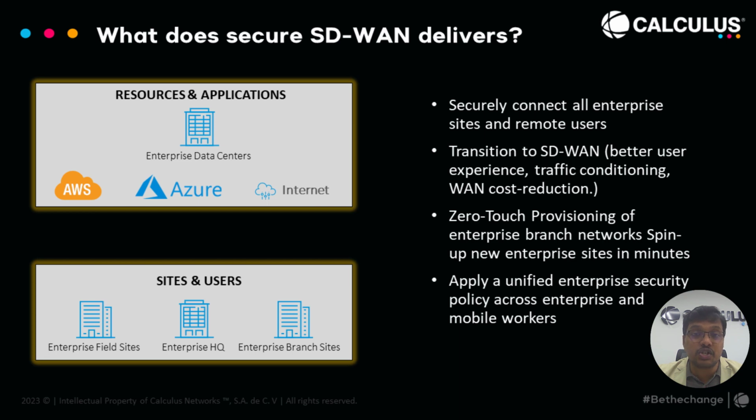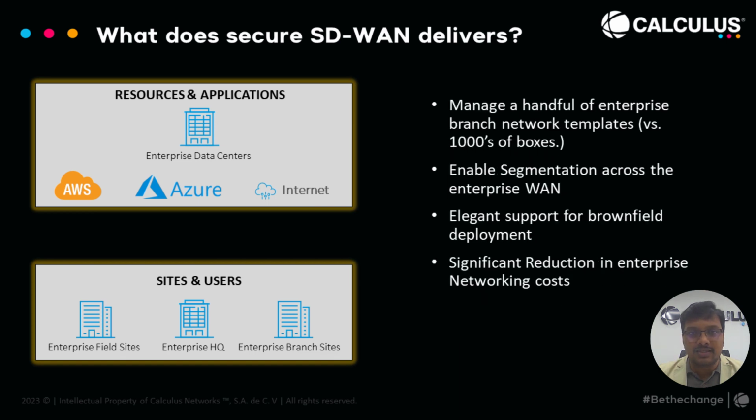Then SD-WAN can ensure better user experience, traffic conditioning, WAN cost reduction. Also, zero-touch provisioning is a key feature in SD-WAN. So, spin-up of new enterprise sites will happen in minutes. Right? We can also apply unified enterprise security policies throughout an enterprise.